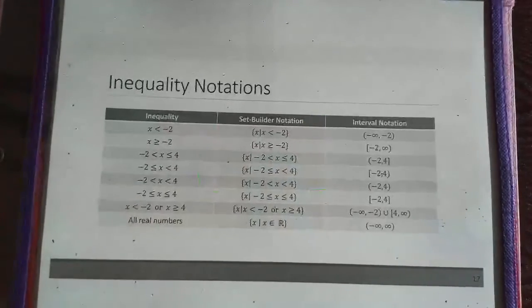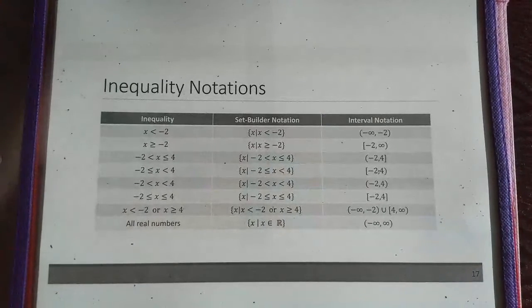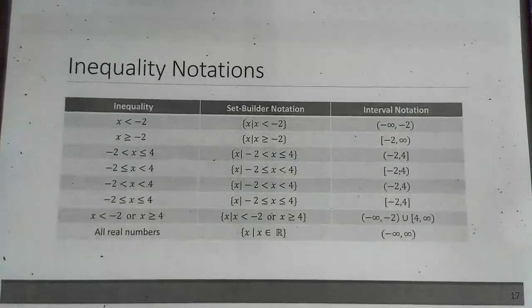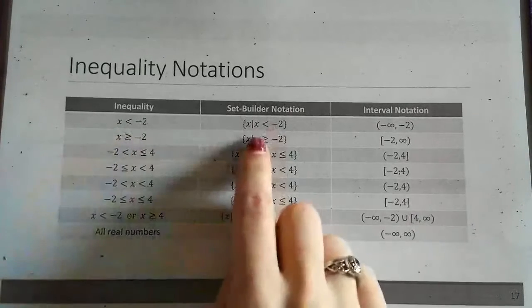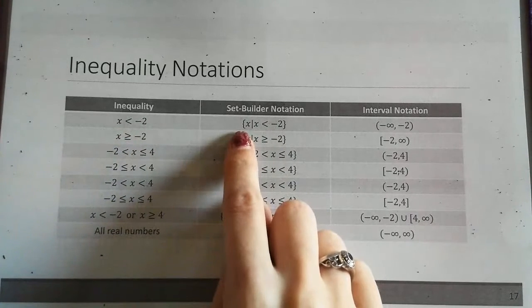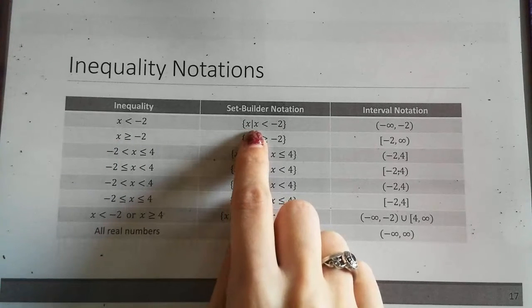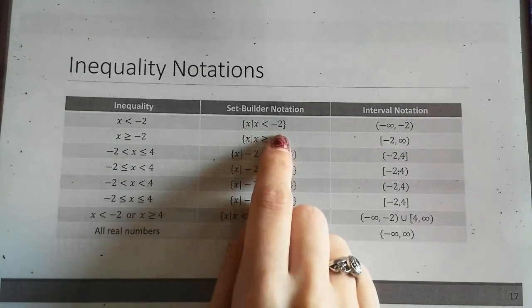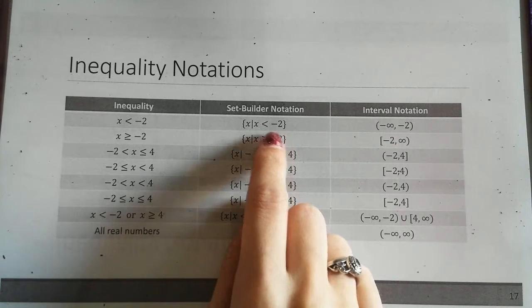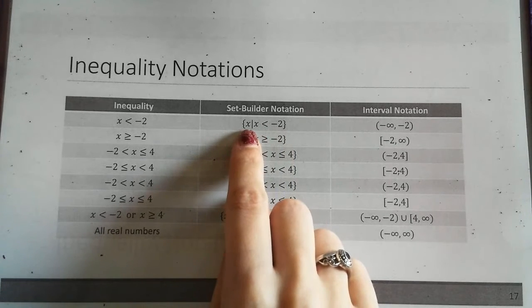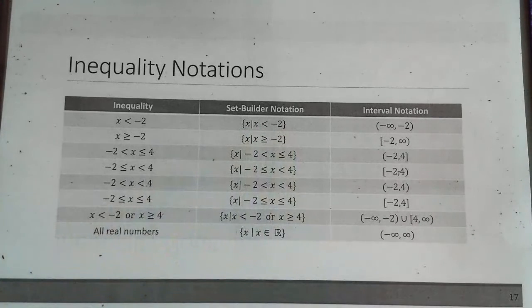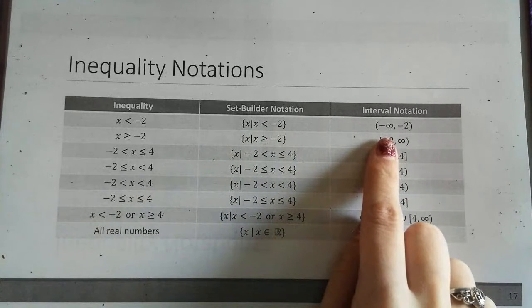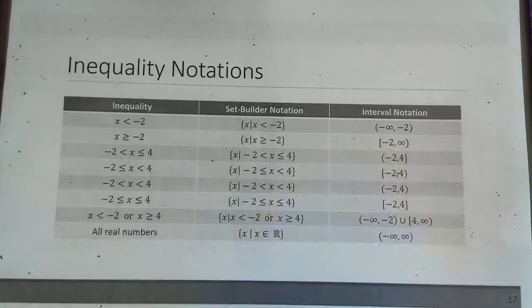One thing we're going to be working with a lot is inequalities, and we need to have different ways to represent them. So for example, if we have an inequality x is less than -2, we have set builder notation, which is squiggly bracket, our variable, a straight vertical line, and then we copy over the inequality. The way we read this out loud is the set of x such that x is less than -2. In interval notation, that's the one where we only look at the endpoints, this inequality is represented by -∞ to -2.